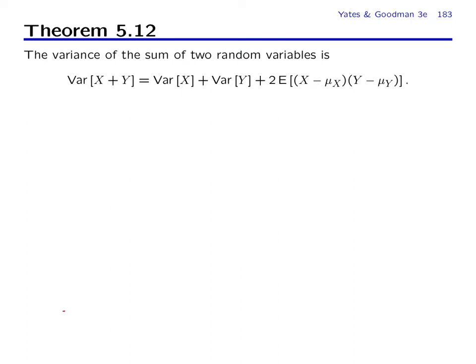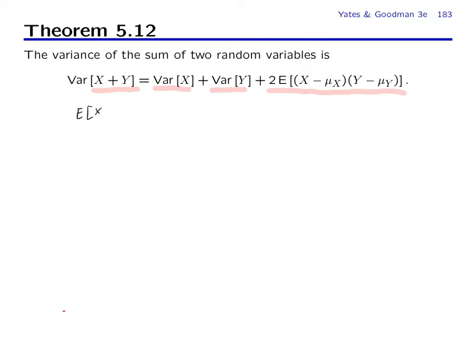It would be nice if the same kind of thing was true for the variance, but in fact it isn't. For the variance, we have something more complicated. The theorem says that the variance of the sum is equal to the variance of x plus the variance of y plus 2 times this cross term, which has something to do with x being different from its mean and y being different from its mean. How this expression falls out of the definition is kind of instructive, so let's talk about that.